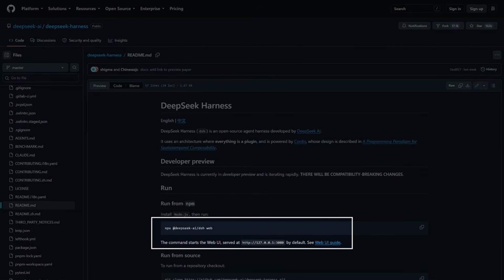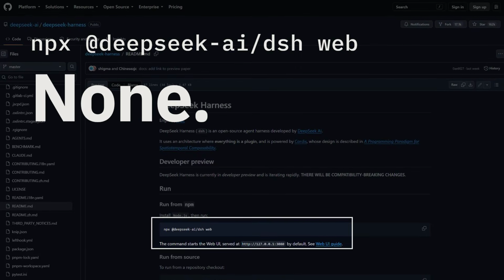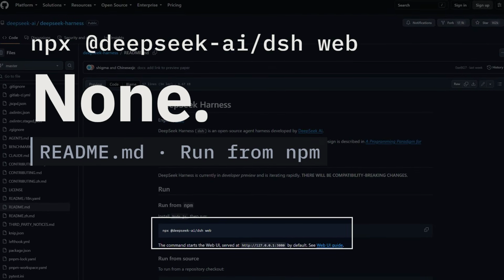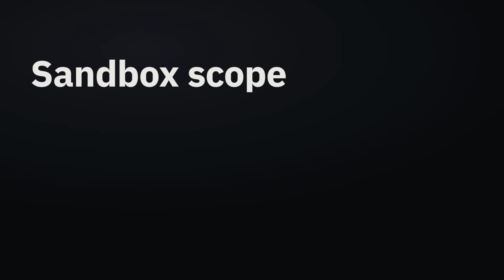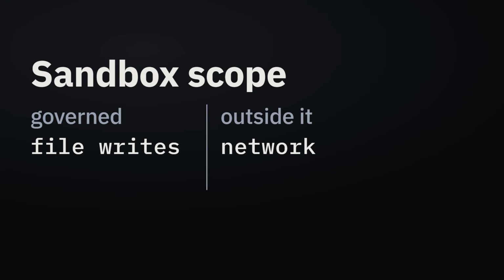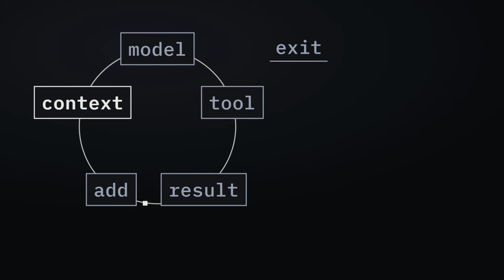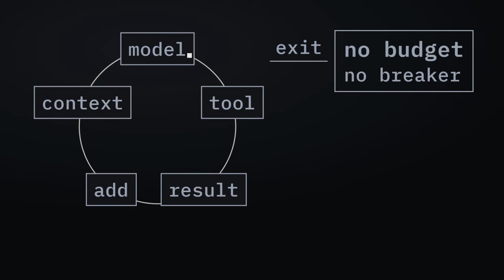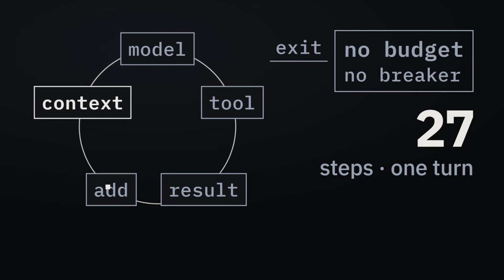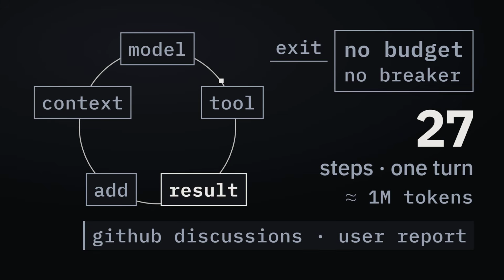The web server has no authentication. None. The repository says so itself. The sandbox governs file rights only. Network and process visibility sit outside it. The loop has no budget and no circuit breaker. One user reported 27 steps and roughly 1 million tokens inside a single turn.